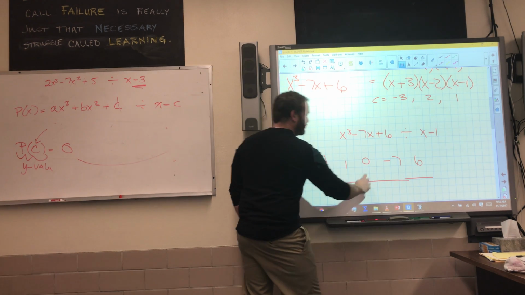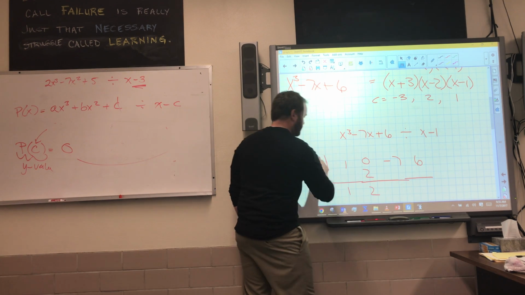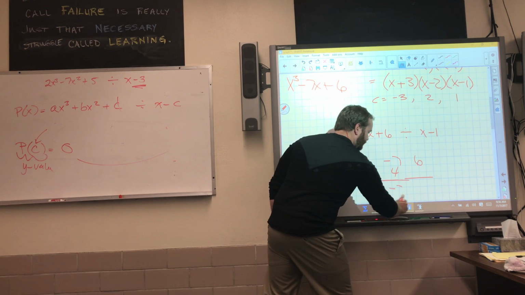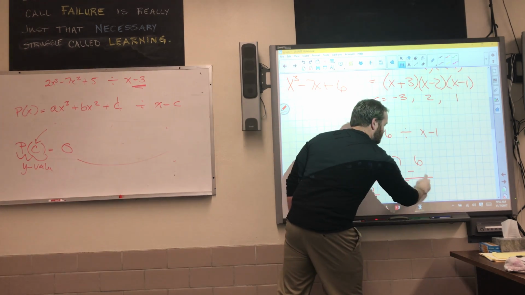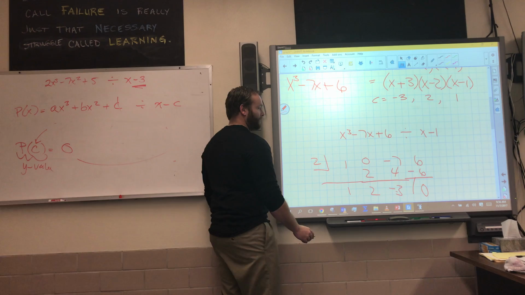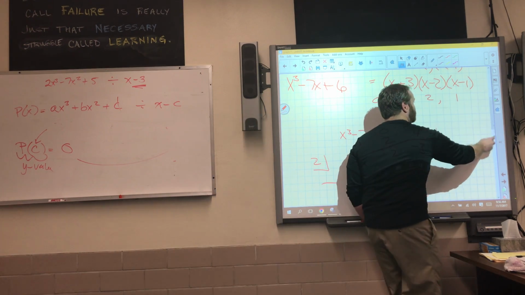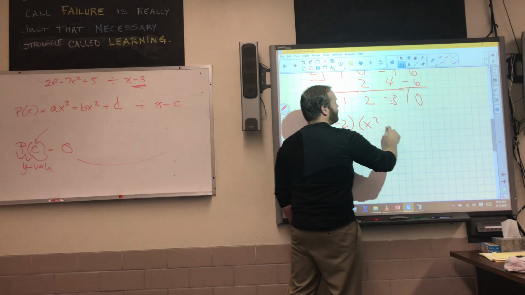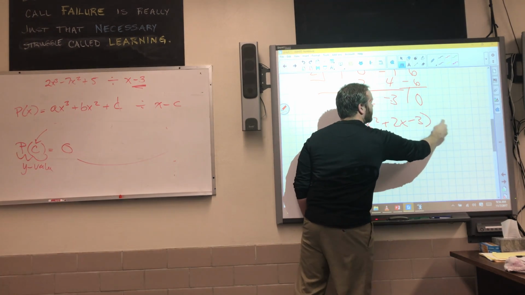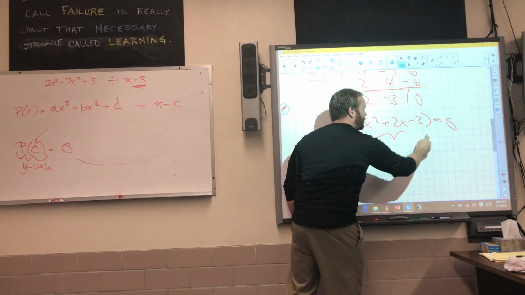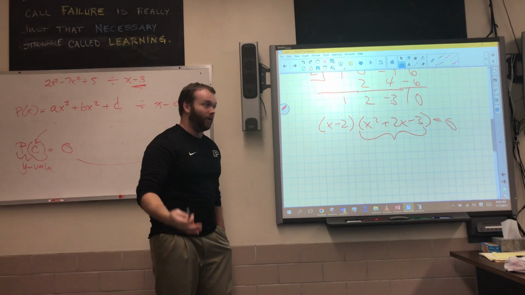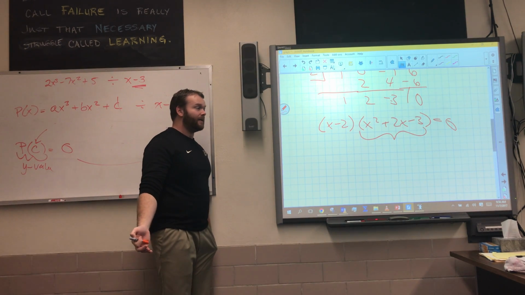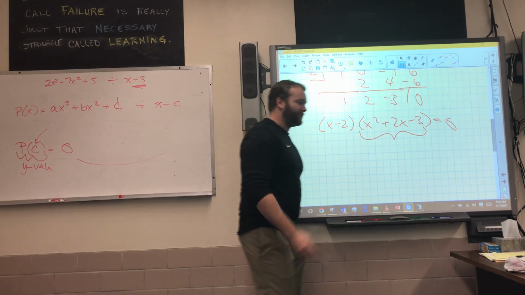So bring my 1 down, 2, 2. Now I get 4, negative 3. 2 times negative 3 is negative 6. Gives me 0, right? So this would have also factored to x minus 2 times x squared plus 2x minus 3. And again, you can factor that thing to x minus 1 times x plus 3. Okay? We'll finish talking about this stuff tomorrow.